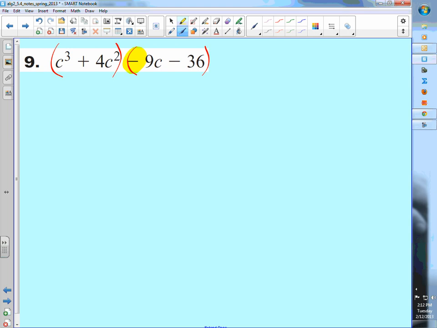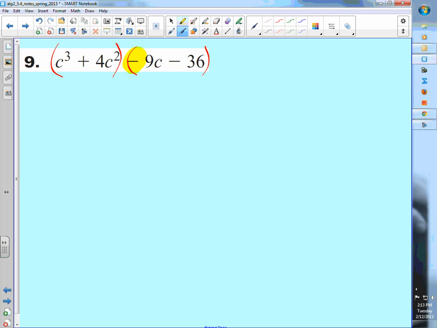If the third term is negative, just make sure the parenthesis goes to the left of the negative. I don't want you to think I'm multiplying now. I just want you to see this as being grouped, but it's not. Yeah. So it's basically c to the third plus 4c squared plus a negative number c minus 36. Right. I just want you to put the parenthesis to the left of the minus.